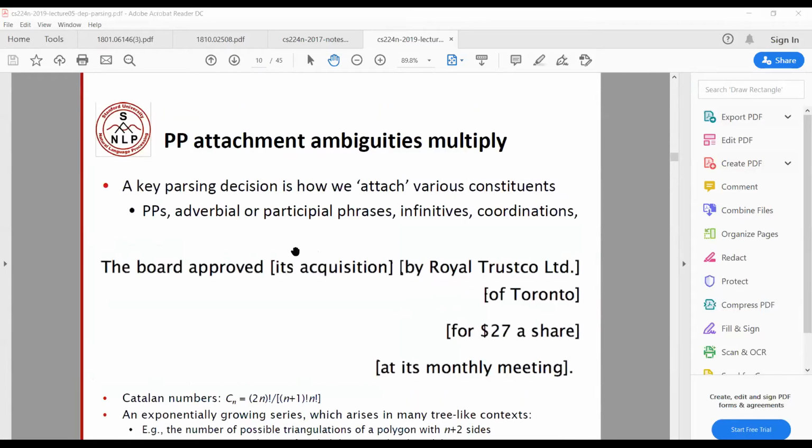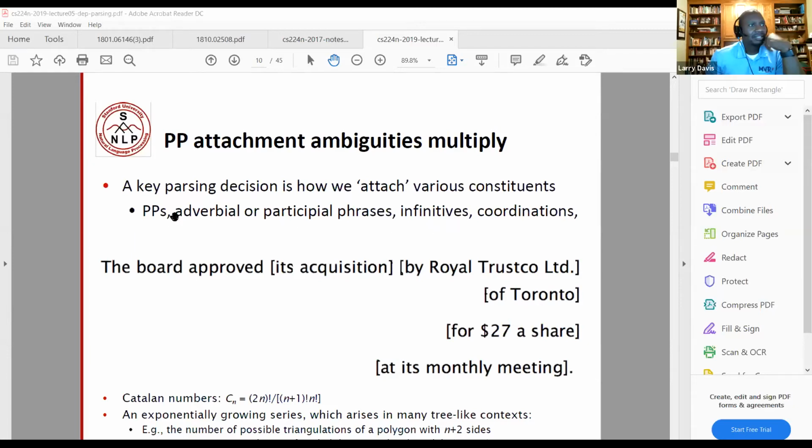Let's see, I'll attach various constituents. I'm not sure what this PP means. Does anybody know what PP means in his vocabulary here? Adverbs, participial phrases, infinitives. I know what an infinitive is: it's a phrase that starts with "to". So it's like a prepositional phrase, those kinds of things.